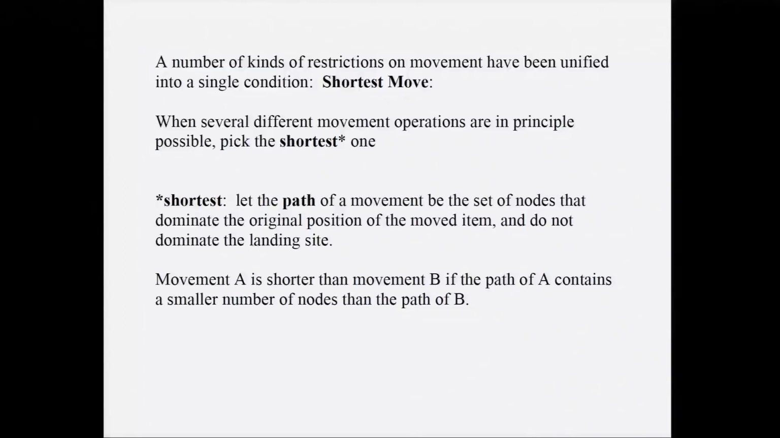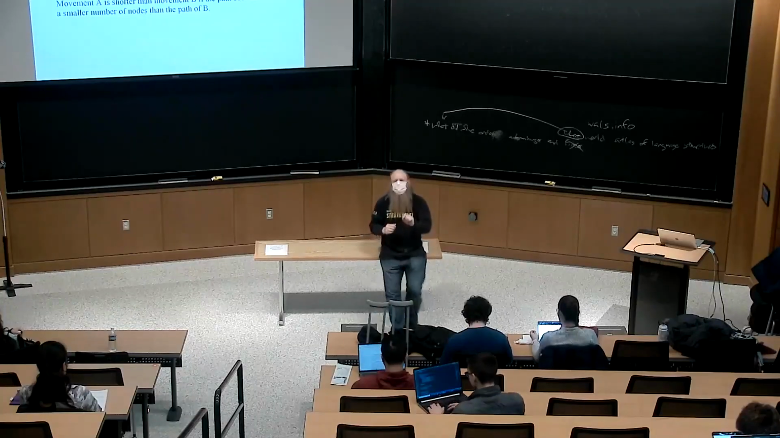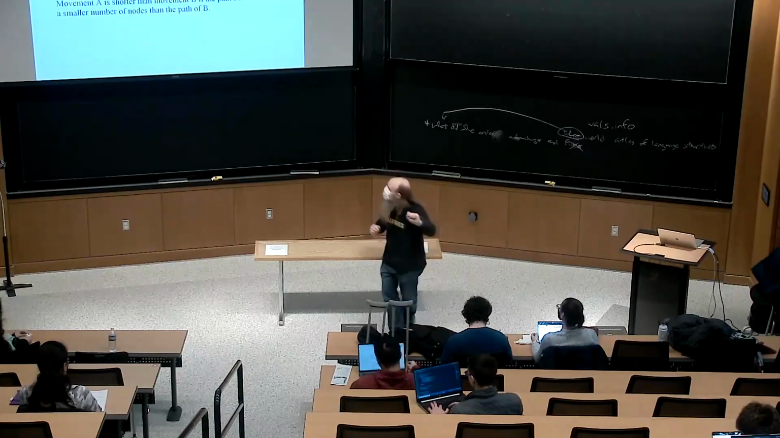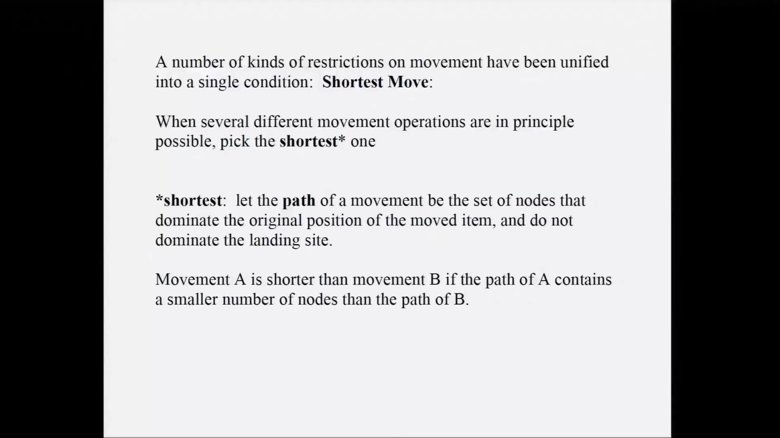One of the things people do in this literature is try to figure out exactly how we ought to define short. One way to define it would be to say one movement is shorter than another if it crosses a smaller number of nodes. So you start off dominated by a certain number of nodes, and you move to a position where you are not dominated by some of the nodes that used to dominate you. Let's call that your path. So the path is the set of nodes that dominate the position the moved item came from and don't dominate the position where it lands. And what we're saying is you want your path to be as short as possible.